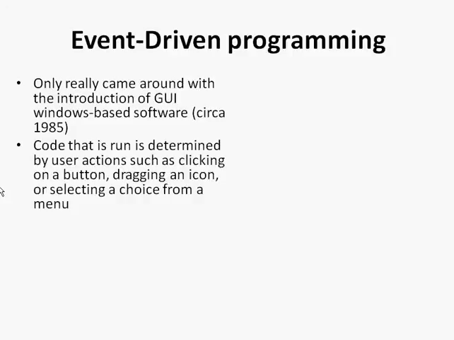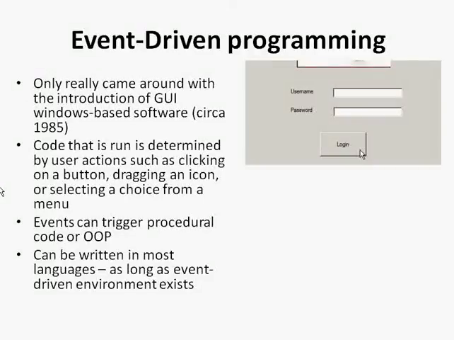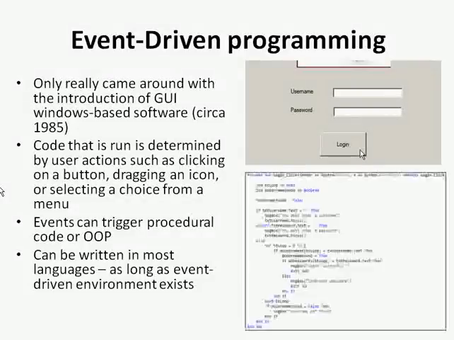Code is determined by user actions, such as clicking on a button, dragging an icon, or selecting a choice from a menu. Events can trigger procedural code or OOP code. So event-driven programming allows for the use of the other two paradigms we've looked at within there. So event-driven programming can be written in most languages as long as the event-driven environment exists. So within an integrated development environment, like an IDE, like we saw with VB.NET, you'll be able to click on a button and fire some code. That's an example of event-driven programming.